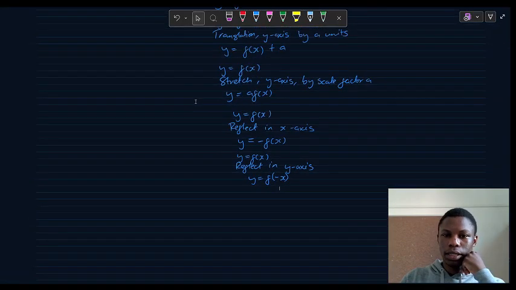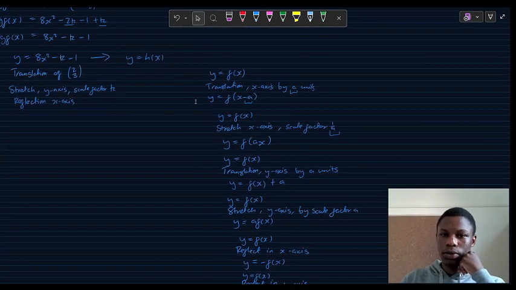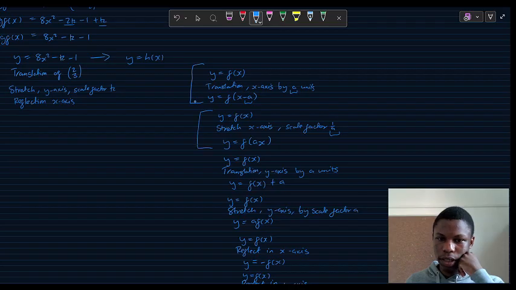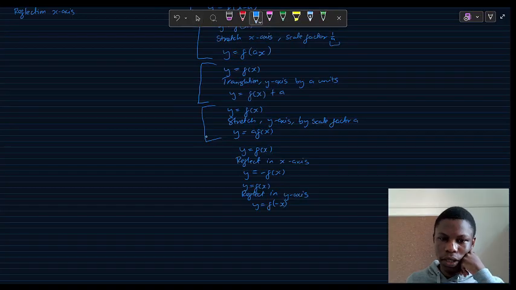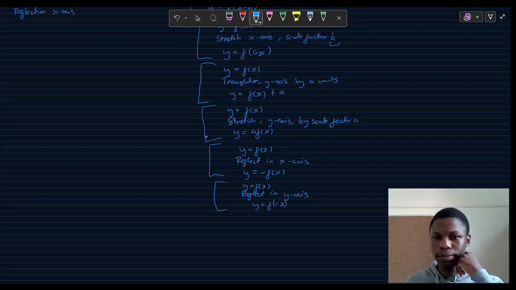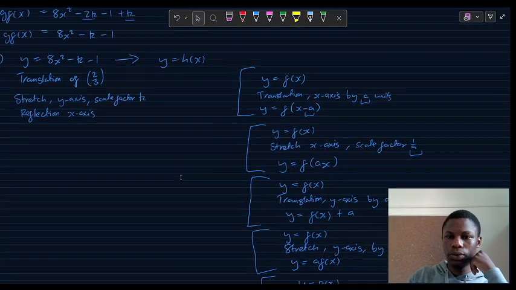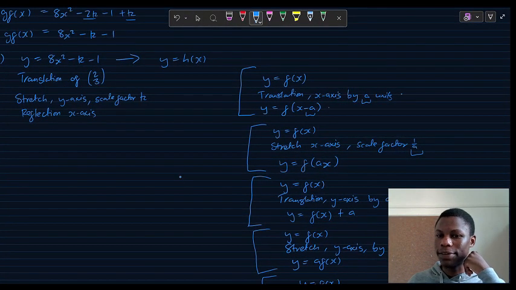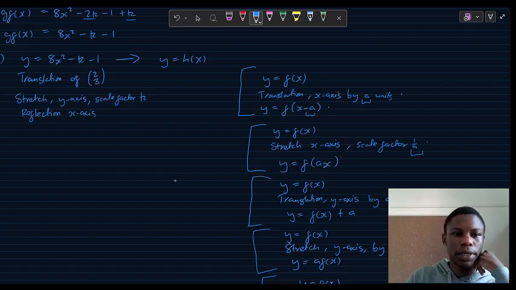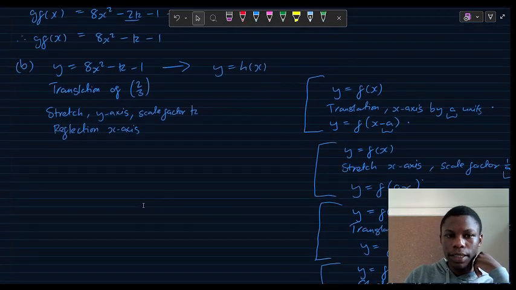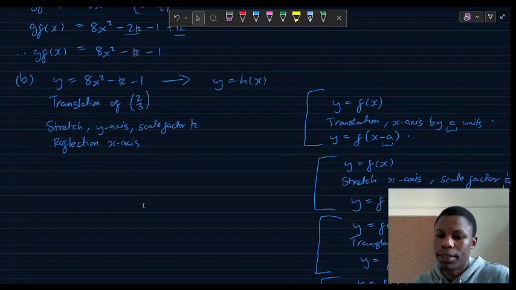So all of these are the transformations that you'd have to know. We've got the translation in the x, we've got the stretch in the x, we've got the translation in the y, we've got the stretch in the y, and we've got the two reflections. Okay, so that's the form that they take when you're moving from the description to the function form. Okay, so let's see if we can apply that to this question.